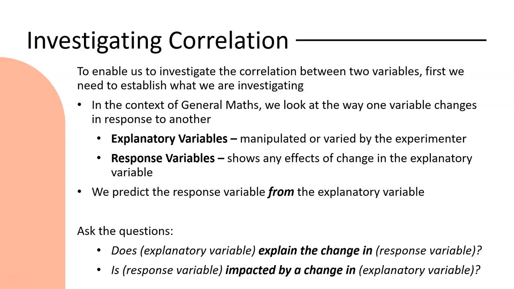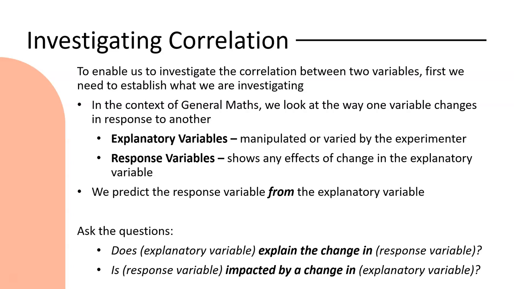Before we get into that, we need to think about the two variables that we're investigating. We identify these as an explanatory variable and a response variable. The explanatory variable is something that is manipulated or varied by the experimenter. Then we're seeing what the response is, how that effect is shown by changing the explanatory variable. When making predictions, we're predicting the response from the explanatory variable.